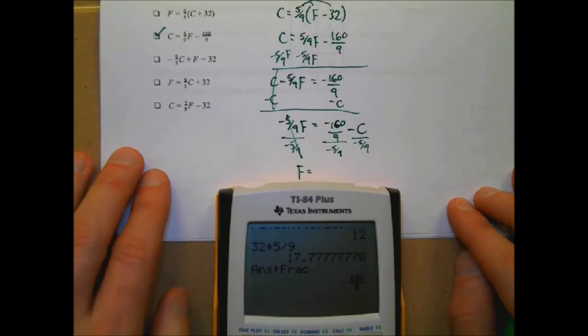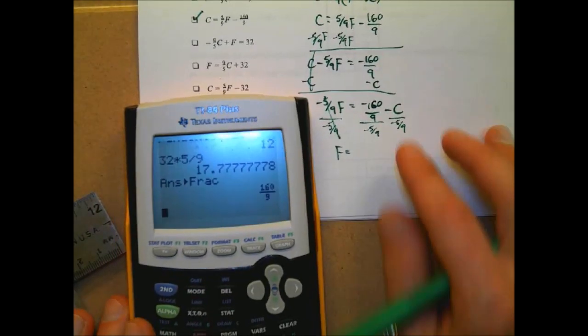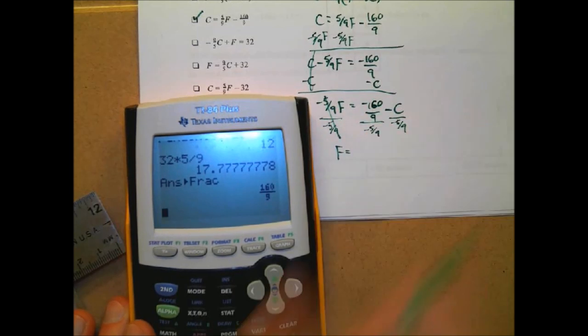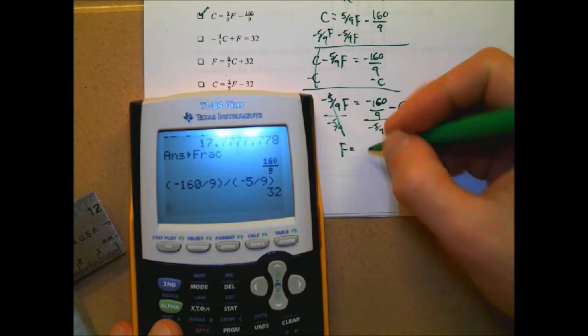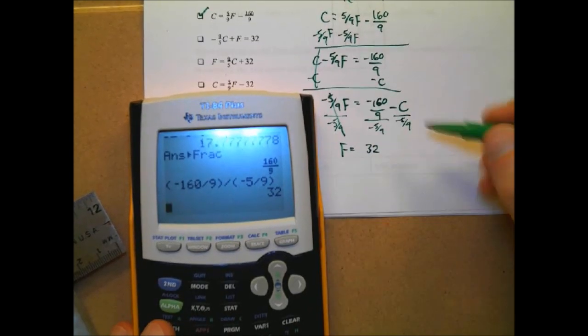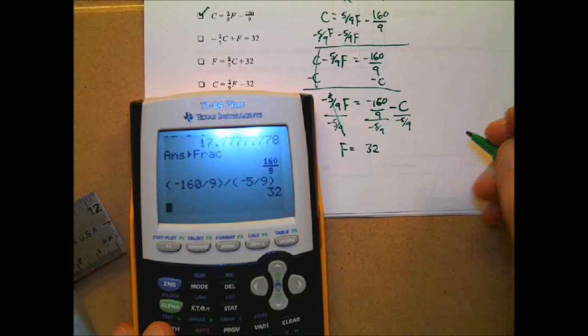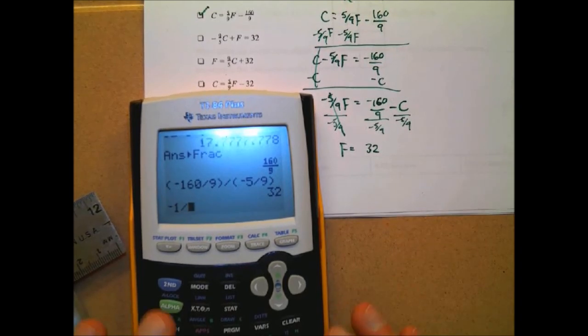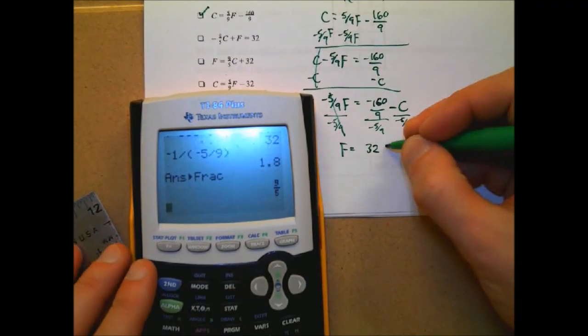Let's see if I can get this to show simultaneously here. There we go. So parentheses, negative 160 over 9, divided by negative 5/9. Okay, just like that. 32 is what we get. How about that? Okay, and then here I'm going to divide negative C by negative 5/9. Now, what number is really in front of the C here? A negative 1. So negative 1 divided by negative 5 over 9. And we get 1.8, or as a fraction, 9/5. So positive 9/5 C.